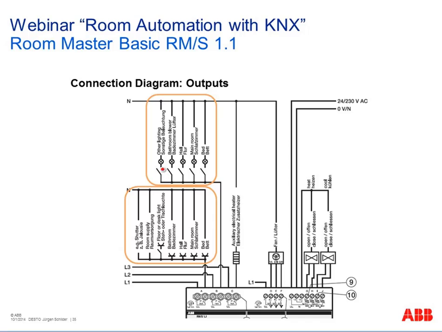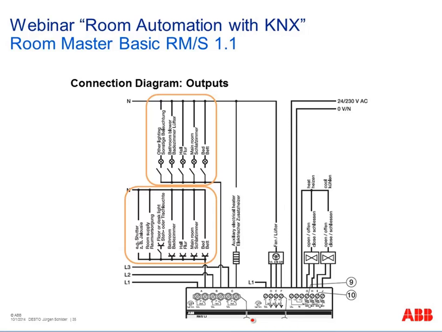You have a conventional installation with a switch here to your lamp loads, and five circuits together will be linked or connected to one relay of our KNX room master 1.1. So if you leave your room, you remove your key card, it will be switched off. Here is a central relay. But if you return to your room, you insert the key card and power will be given to these five outputs again, and you can switch manually on and off.